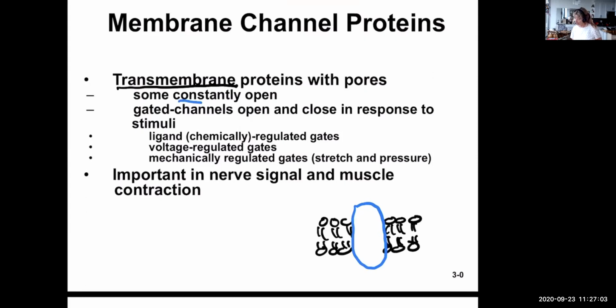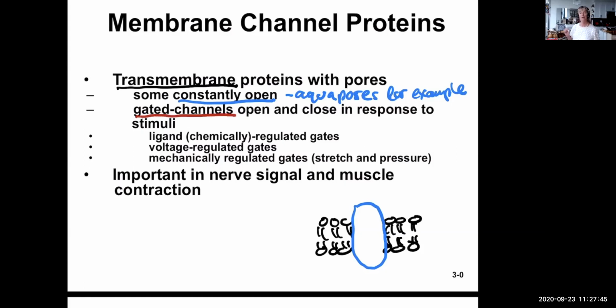Some are constantly open. Aquapores, for example. Those are the pores that allow water into the cell. So water, as we know, is hydrophilic. But the plasma membrane consists of lipid. So water isn't going to be invited through because lipids and water don't mix together. So the aquapores allow for water to enter the cell. They're constantly open.